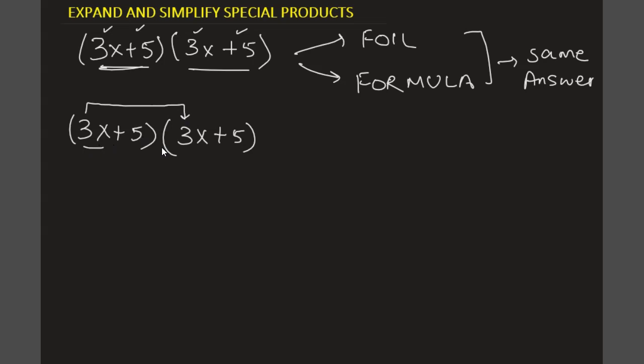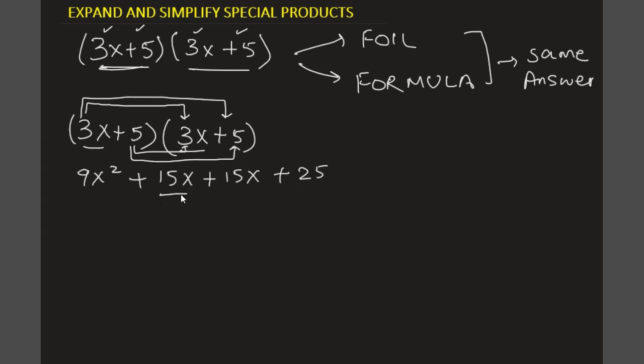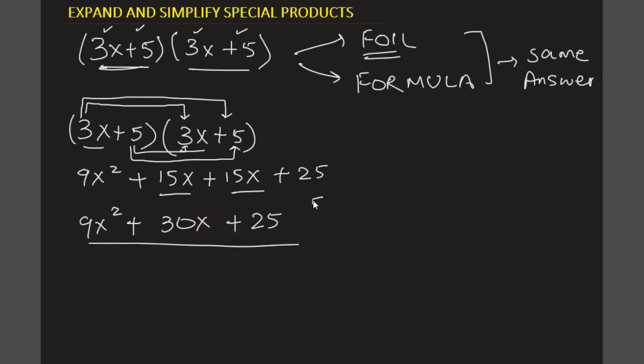So I'm multiplying this term with this term, I get 9x squared. Then I multiply this with this and I get 15x. Then I multiply this with this, I get again 15x. Then I multiply this with this and I get 25. I collect my like terms and I get 9x squared plus 30x plus 25. So this is the answer that we get after using the FOIL method. So here we used the FOIL method.